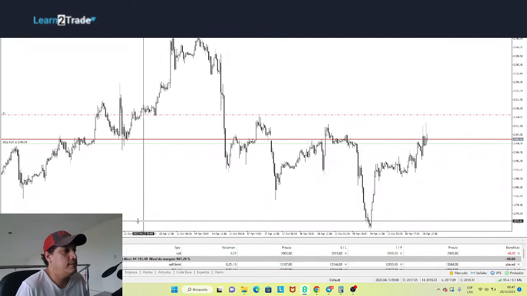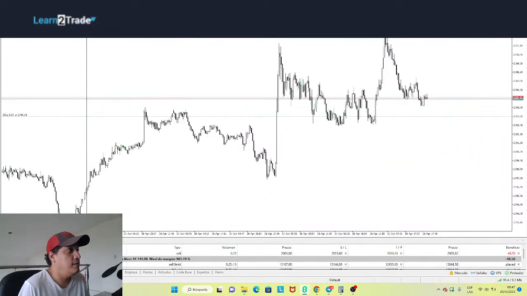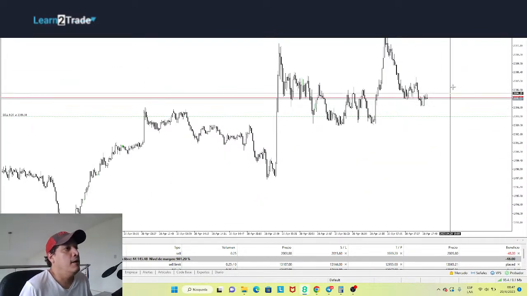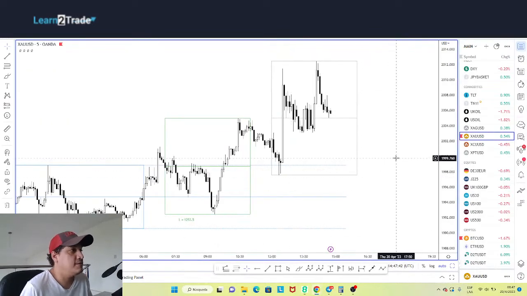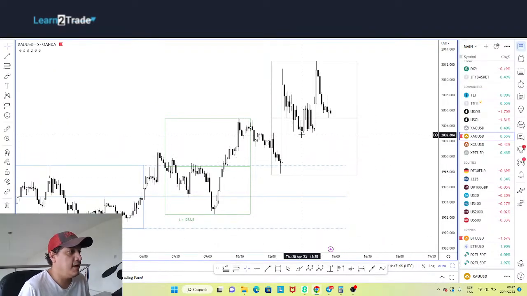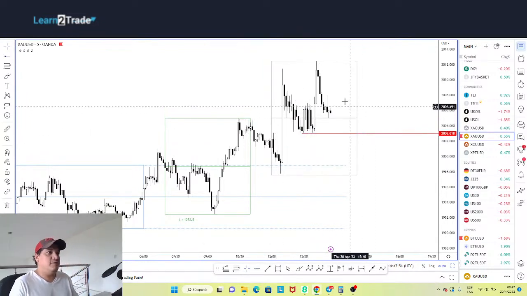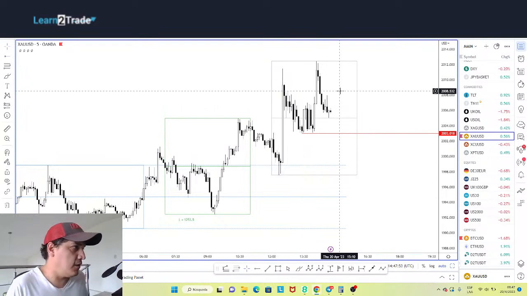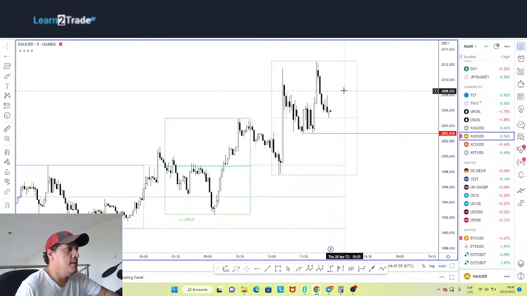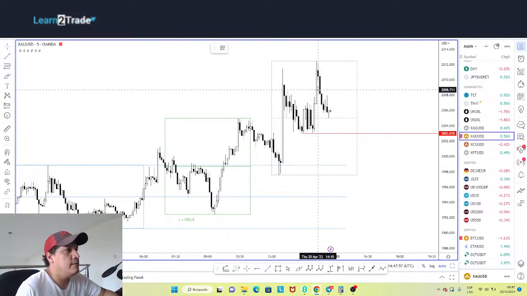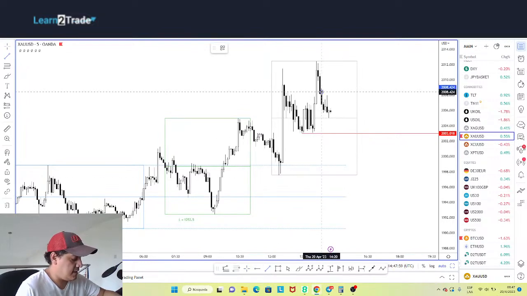1 minute. Now, let's have a look at these lows. So these are the lows that I need to break in order to send the VIPs a short trade on gold. I'm going to start looking at that setup.